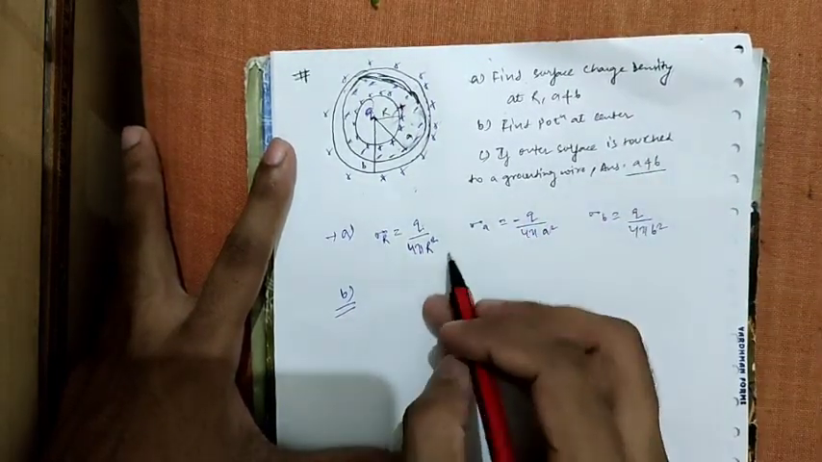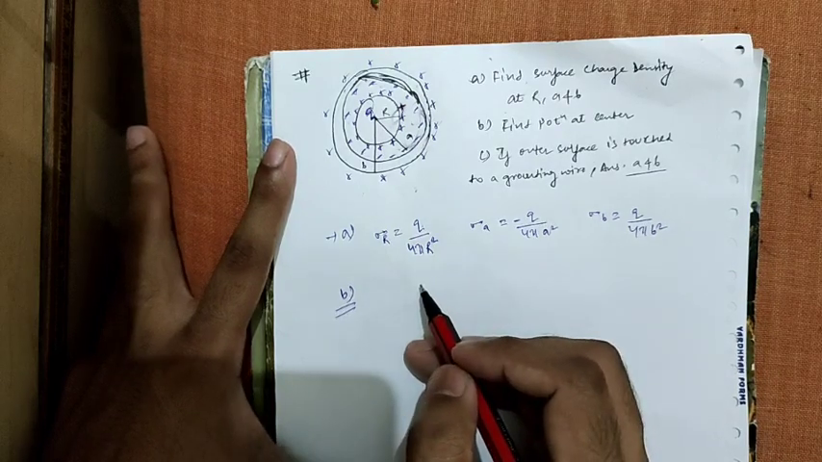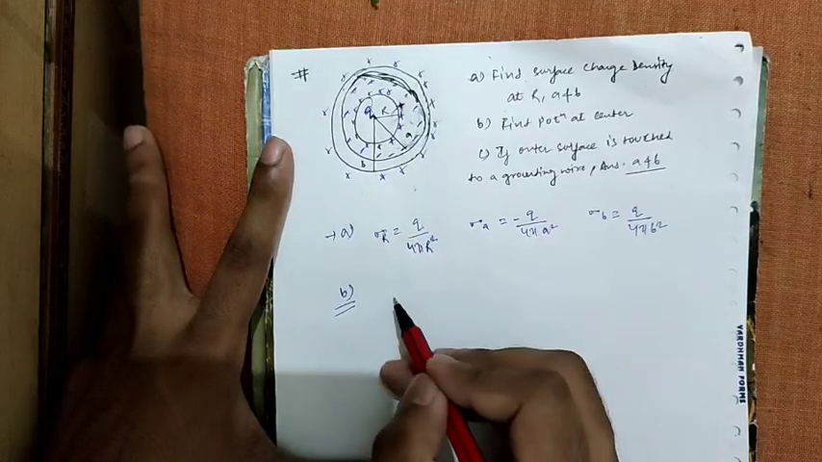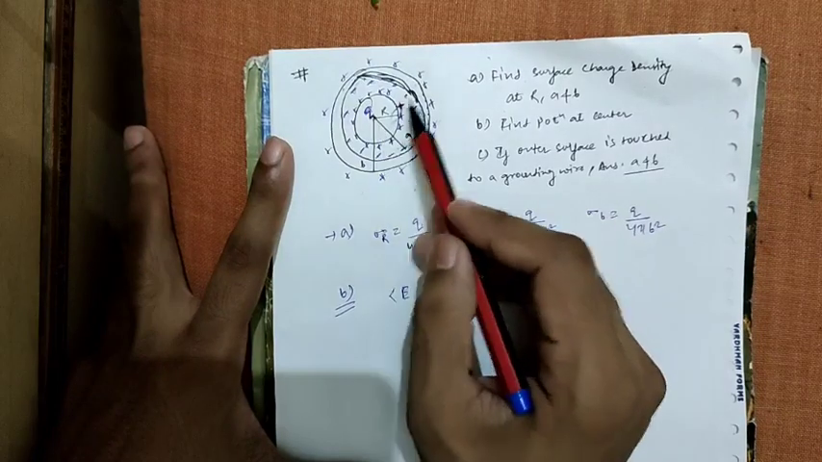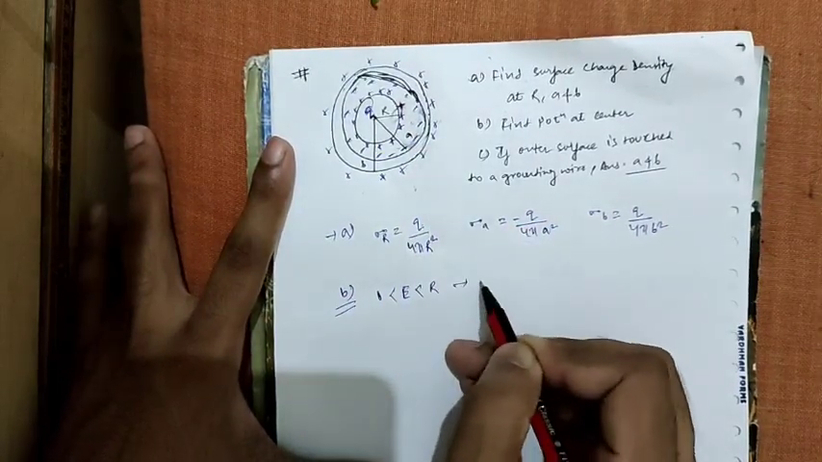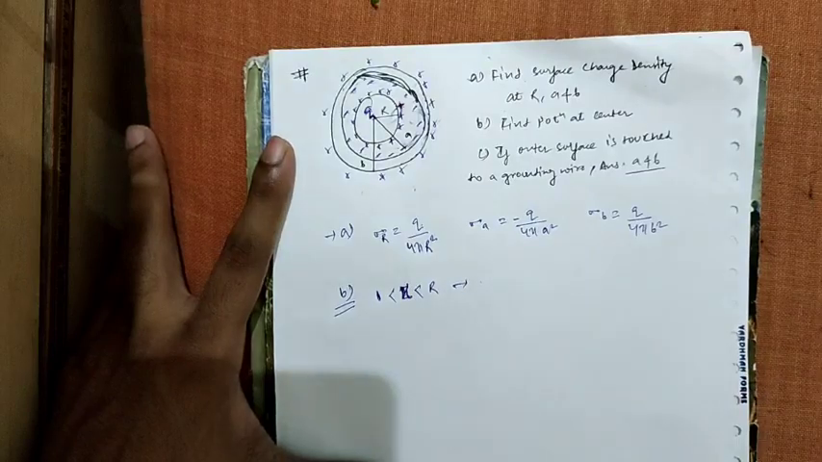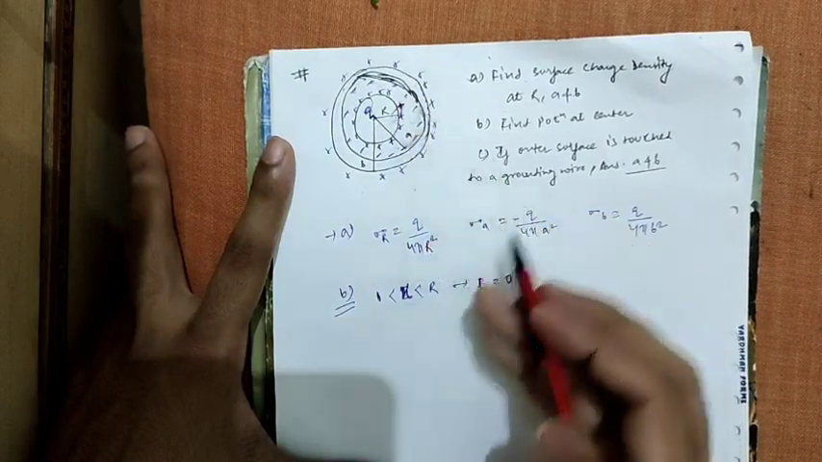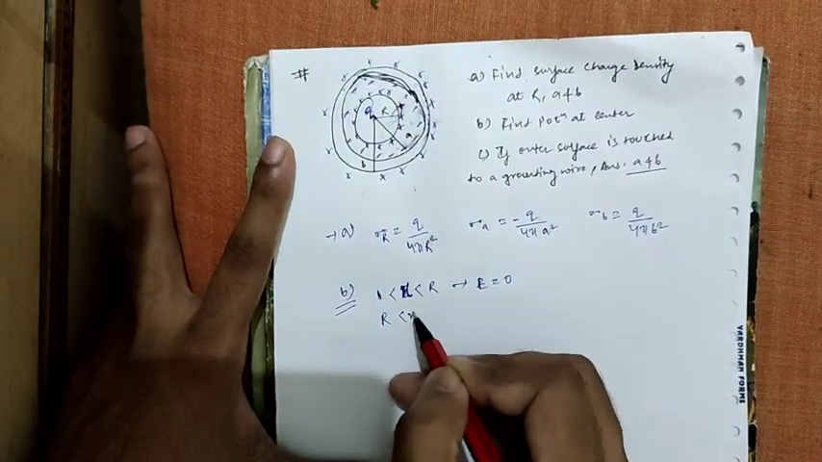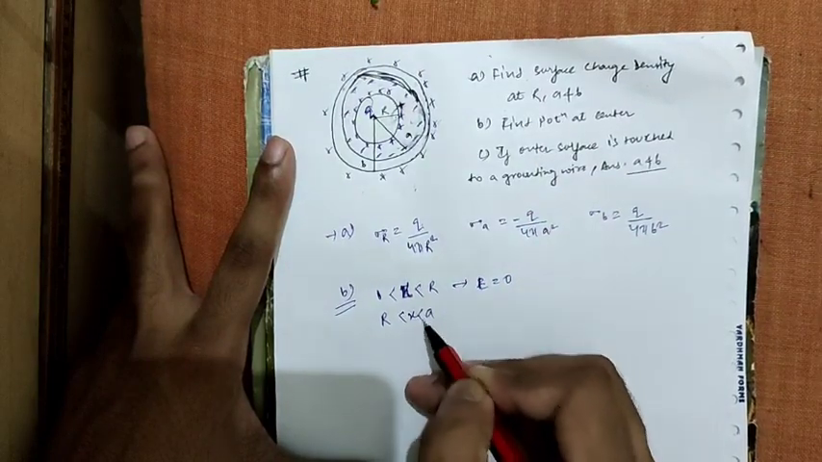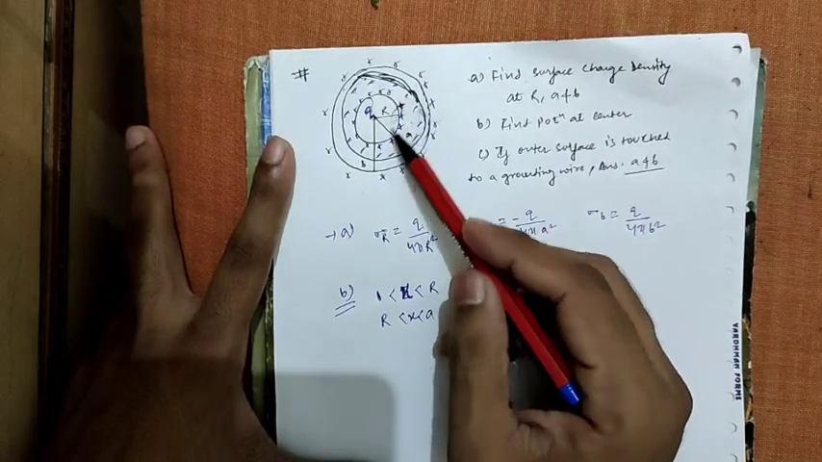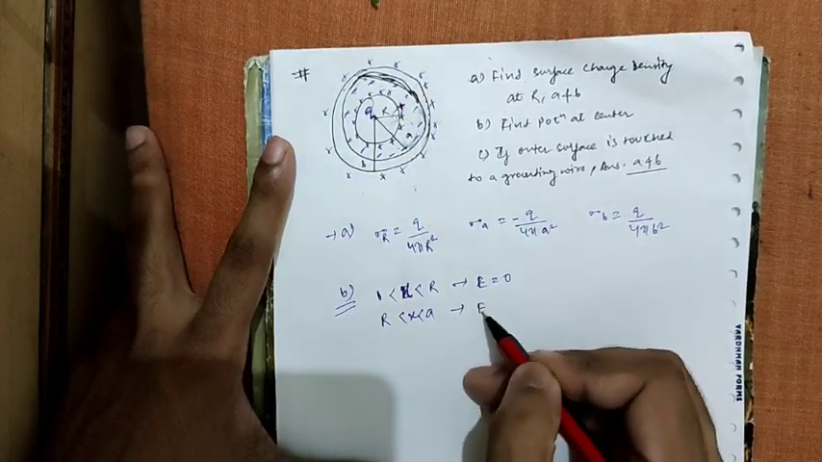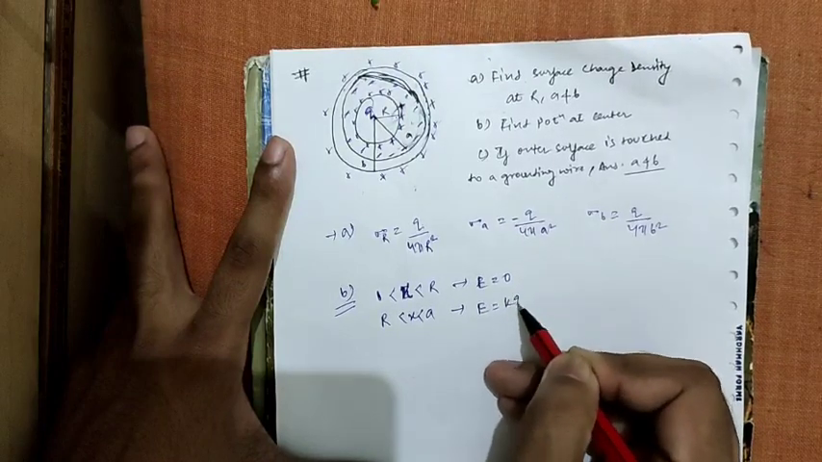Find the potential at the center. Before finding the potential, let's calculate the electric field at various regions of this diagram. The electric field between 0 and r is obviously 0. And between r and a, the electric field is only the contribution of the positive charge here, kq by x square.